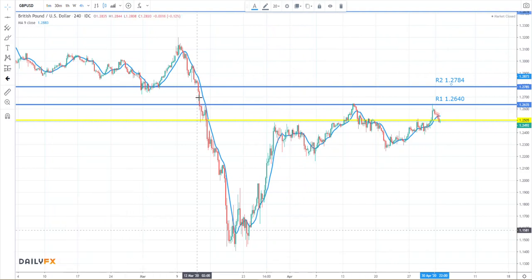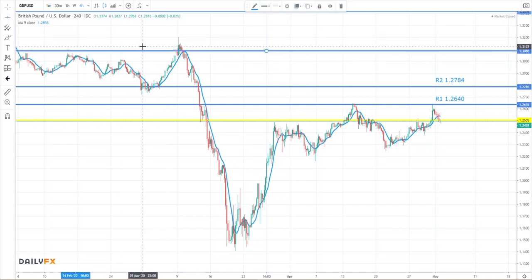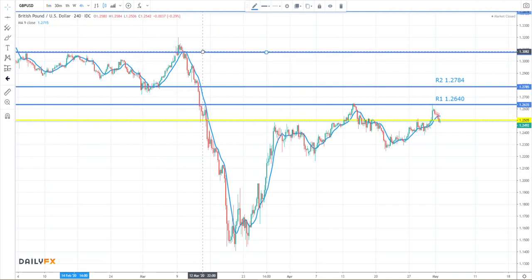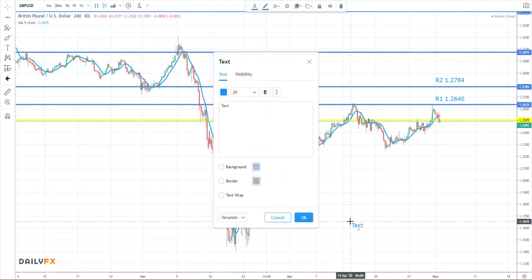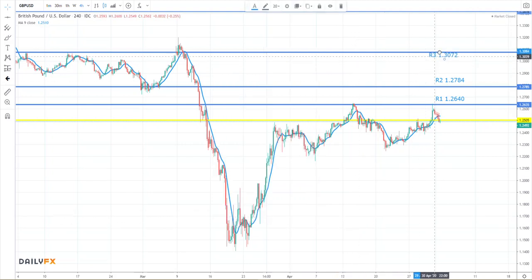R3, 1.3071. That's that last big high, right? We see there, if price were to go there, that would be really the ceiling, making a double top in the big game. So R3, 1.3072, right there. But there's a good chance that price will never see R3 or R2.